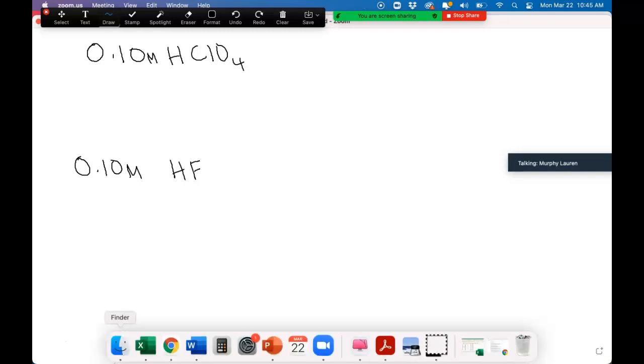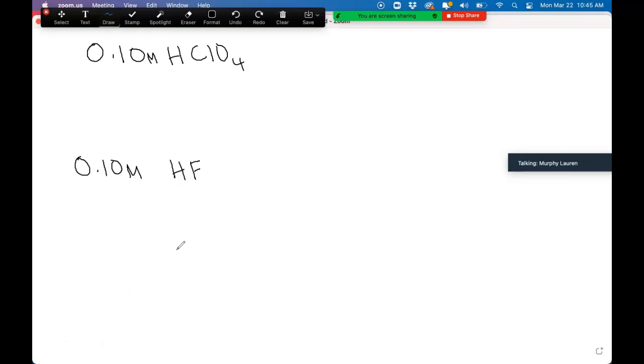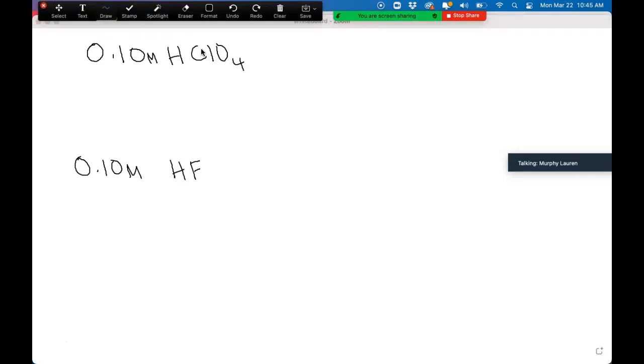So in this chapter, a really important part of doing this is to identify the major species. And I'm not just saying like, oh, this guy's name is perchloric acid. Like, yeah, sure. But what kind of acid it is. That's what I mean by identifying the major species. So having said that, identify these two. Tell me what they are. HClO4 is a what? And HF is a what?